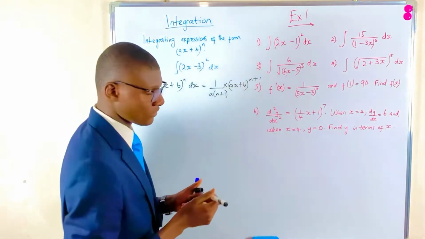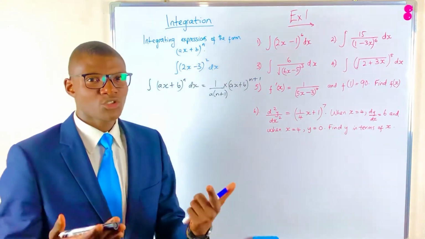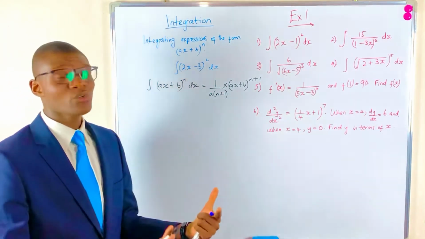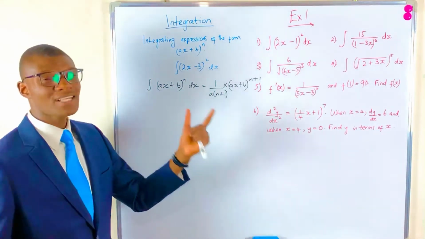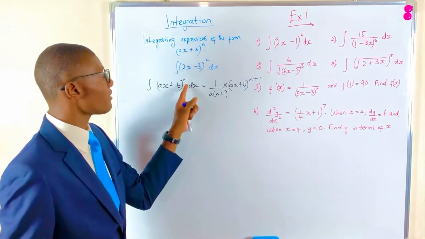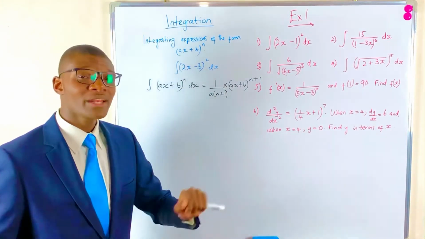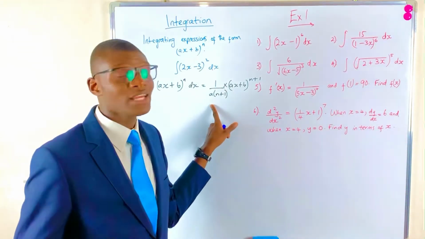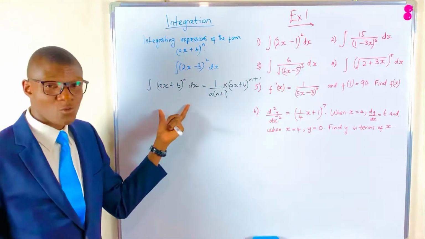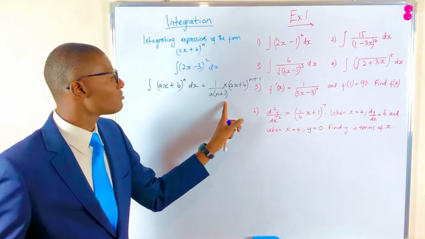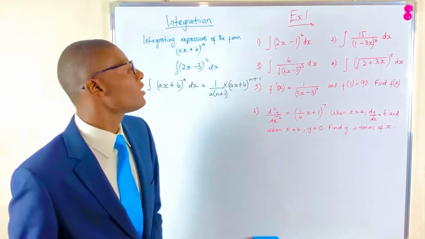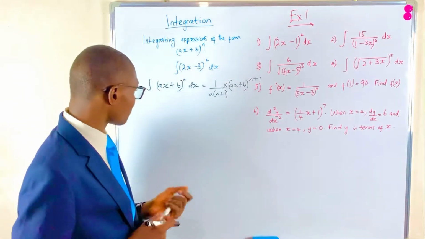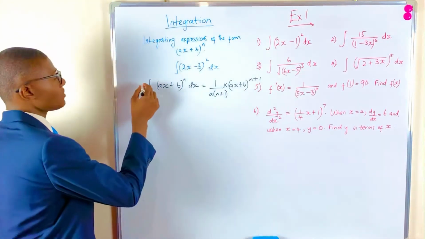So what we would do if it was differentiation, from the chain rule, we're going to find the derivative of what's inside the brackets, then multiply by the power. But now since integration is the reverse, we shall divide by the derivative of what's inside the brackets, then multiply by n + 1, and then times (ax + b) raised to the power of n + 1. So this is the result that we use.